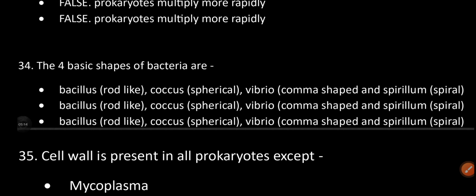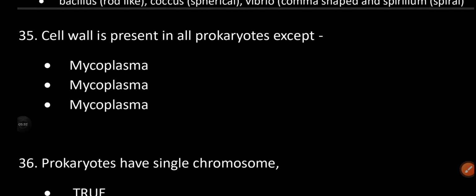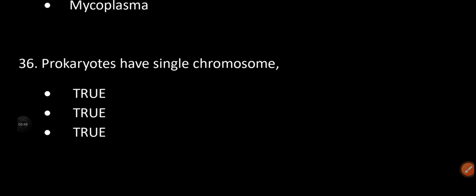The four basic shapes of bacteria are bacillus, rod-like; coccus, spherical; vibrio, comma-shaped; and spirillum, spiral. Cell wall is present in all prokaryotes except mycoplasma. Prokaryotes have a single chromosome.